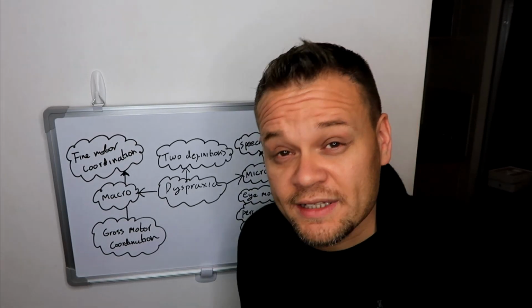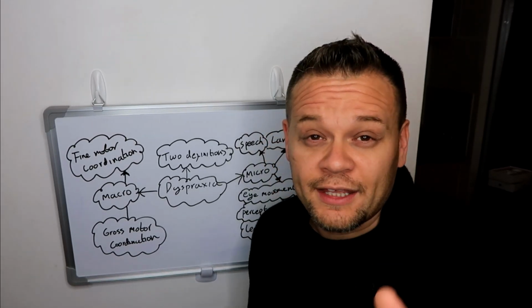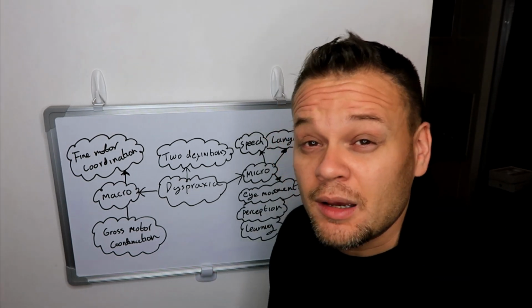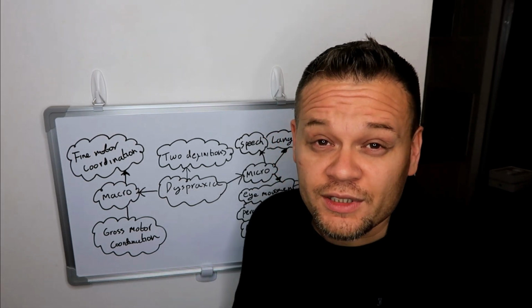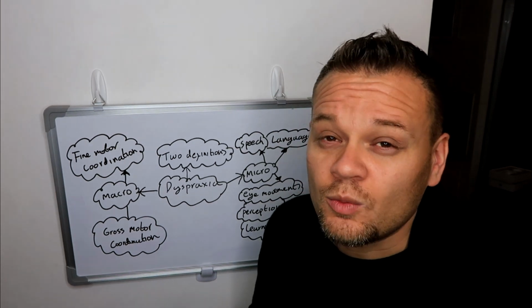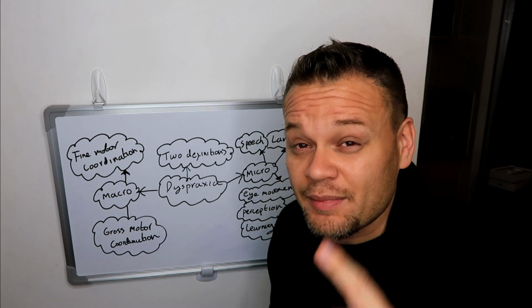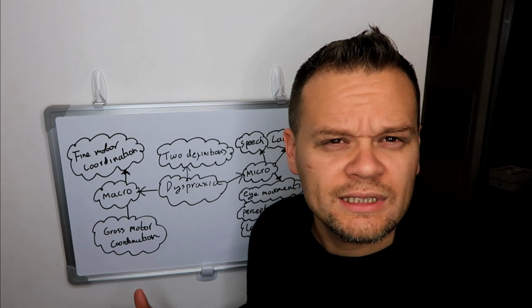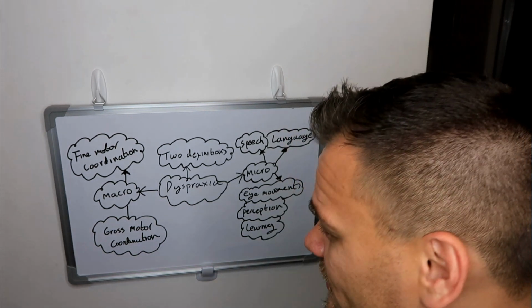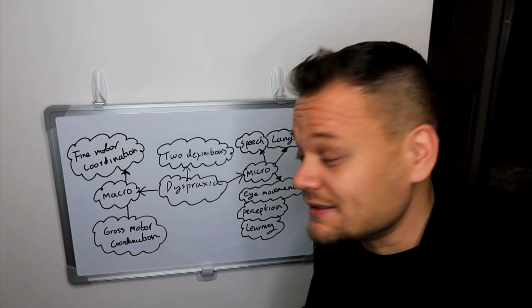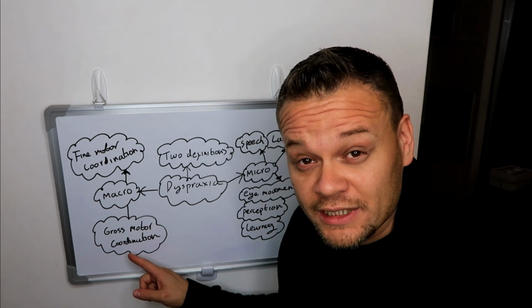Now, if you want to know the definition of dyspraxia, then you've come to the right place. This definition is inspired partly by the Dyspraxia Foundation. So what is dyspraxia? Well, I like to break dyspraxia down into two phases, the macro and the micro. What does that mean, you may be asking? Well, the macro is fine motor coordination and gross motor coordination.